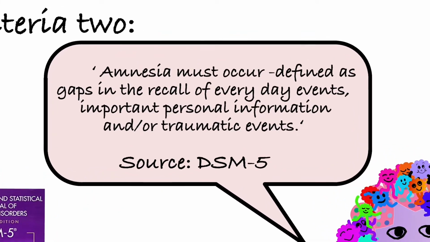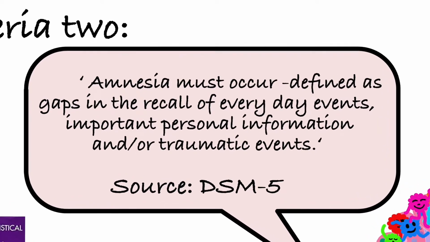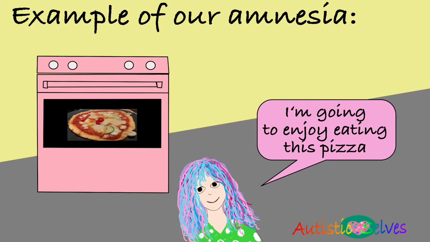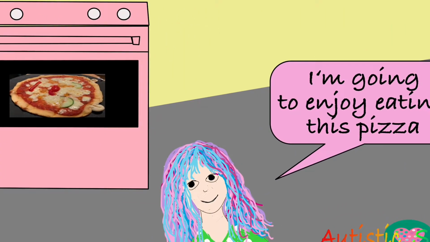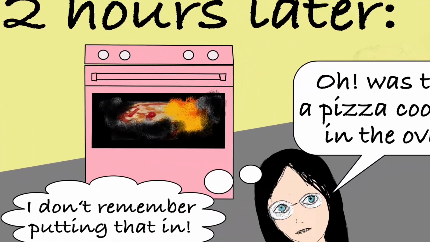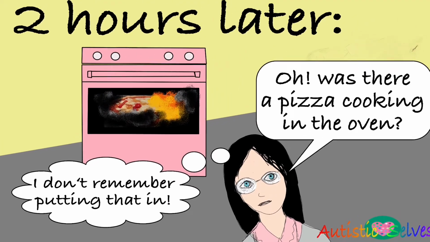This is defined as gaps in the recall of everyday events, important personal information and/or traumatic events. An example from our report of us having amnesia was us not remembering we are cooking and forgetting to turn the oven off. This would usually be because we had switched into a different persona and the new persona had no memory of what we were doing.